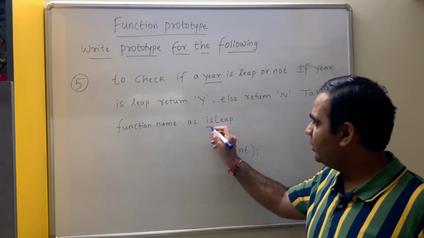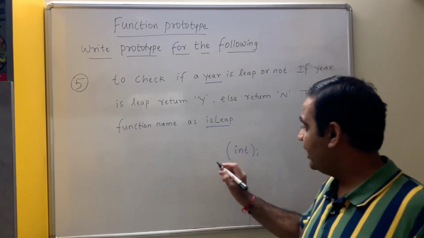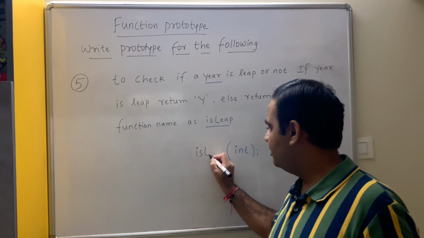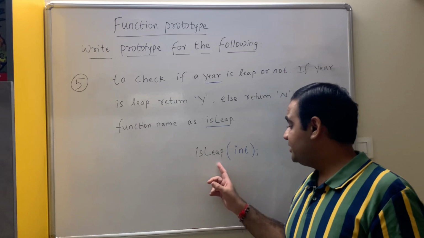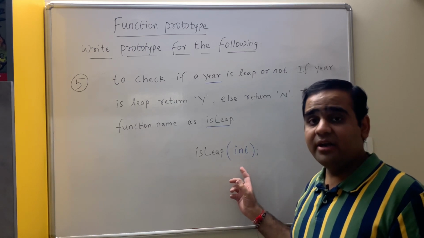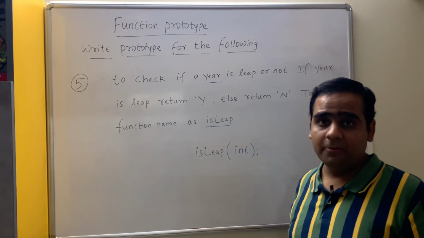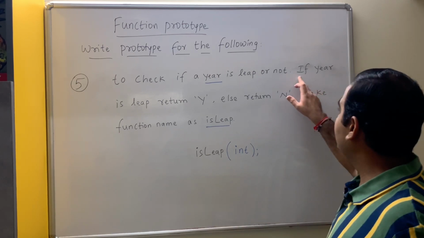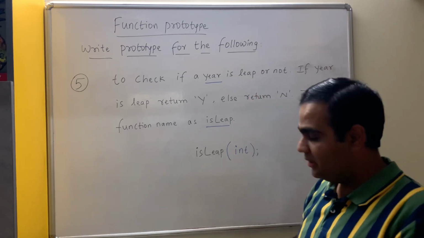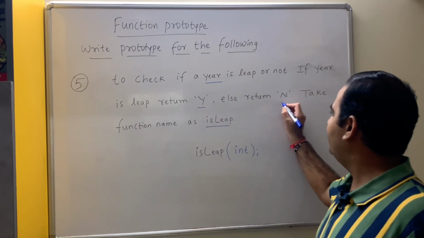And what do we need to take the function name as? We have to take the function name as isLeap. Now we say isLeap is a function which takes any integer, it means year, as an input, and it should return the answer. What should it return? It says if the year is leap, return y, else return n.